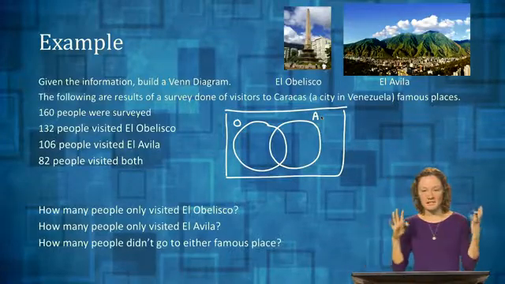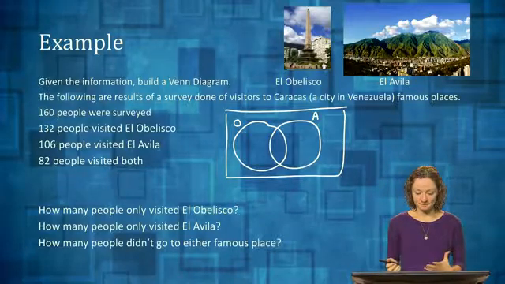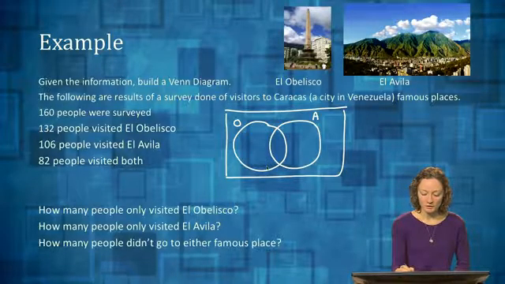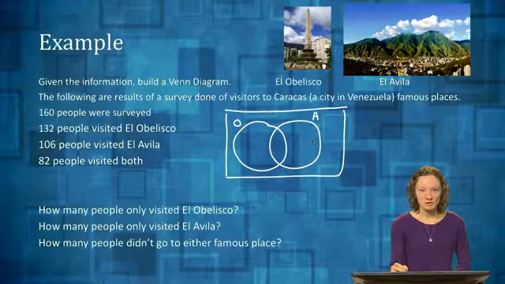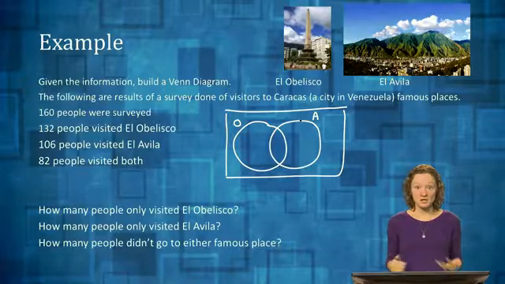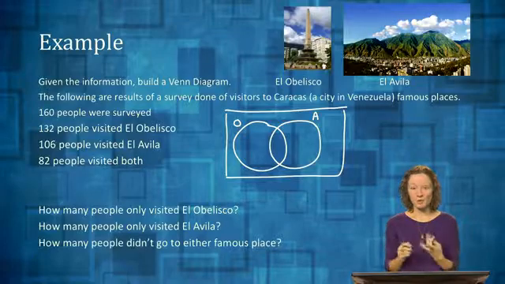So think about how many different areas there are in this picture for us to fill in. Clearly 3, that's usually the first answer I hear. You could have someone that only went to El Obelisco. You could have someone that went to both locations. You could have someone that only went to El Avila. But there's a fourth location outside, still in the universe, but not in the circles. You could have a person that didn't go to either place, that participated in the survey. So we have 4 areas to fill in.